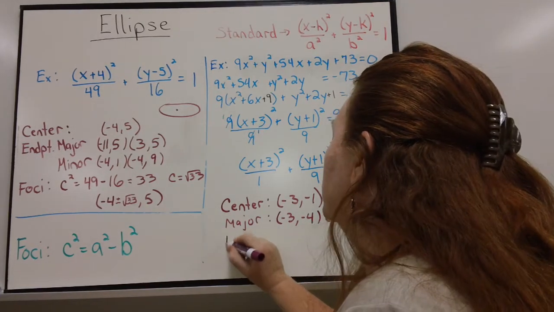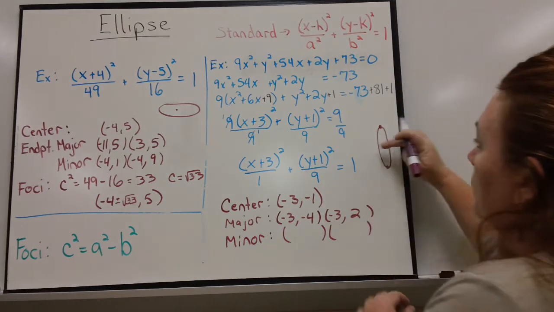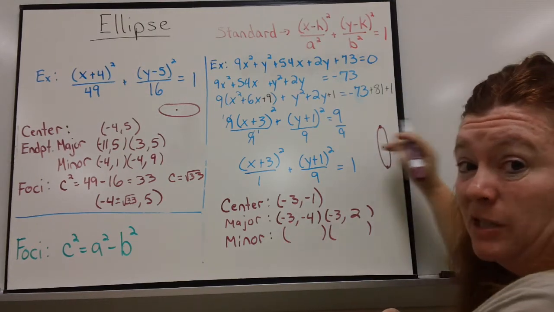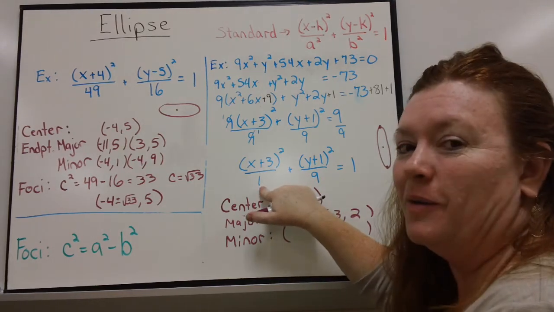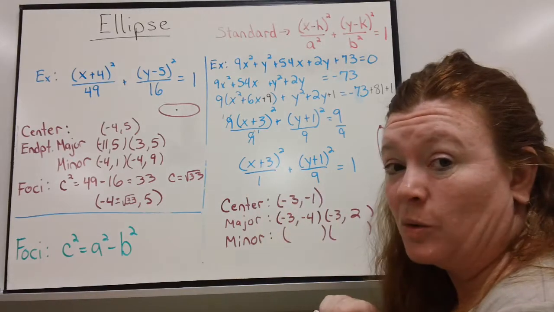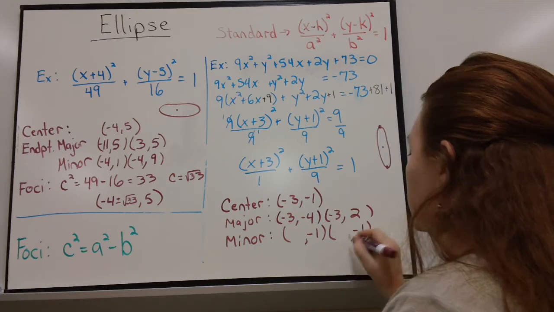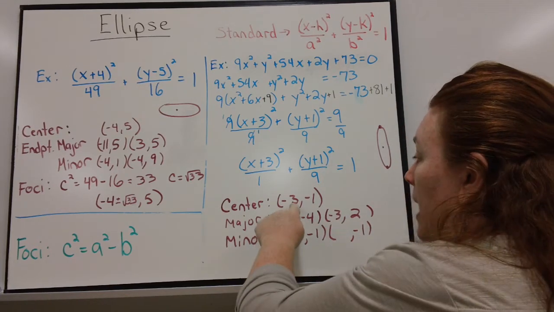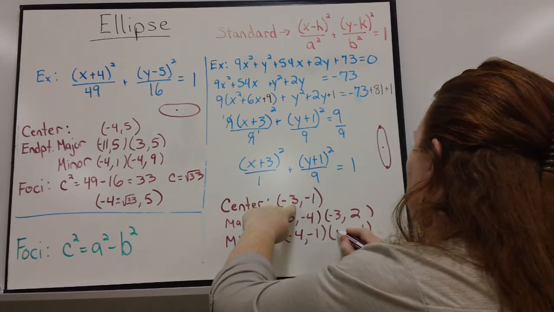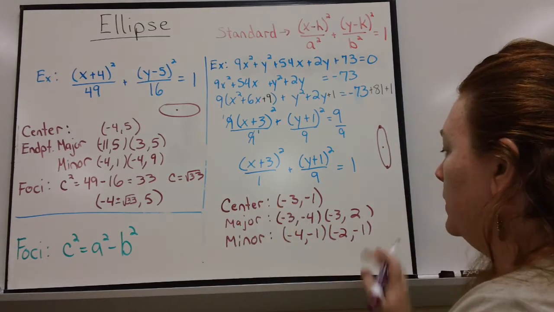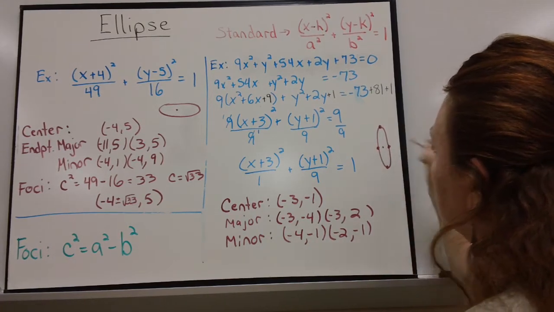For the minor axis, I'm going to move along the horizontal axis. I'm going to move left and right. So I'm basically adding and subtracting how much? 1 from the x coordinate. So my y coordinate in this case is going to stay. I'm going to subtract 1, which gives me -4, and add 1, which is -2. And these are the endpoints of my minor axis. That would be these points right here.